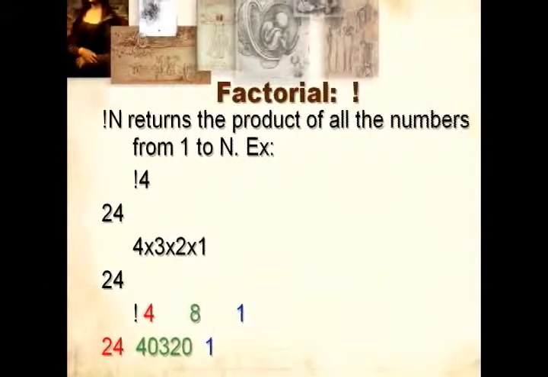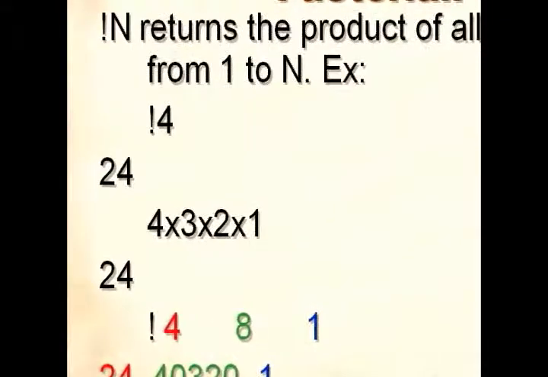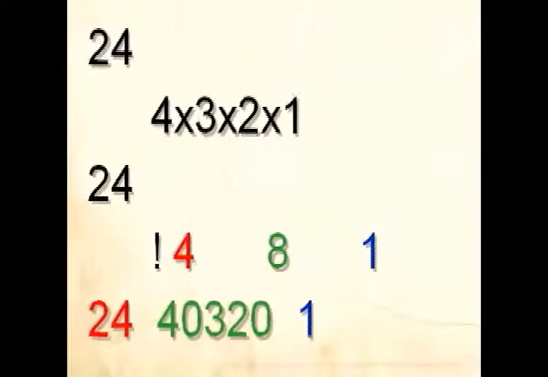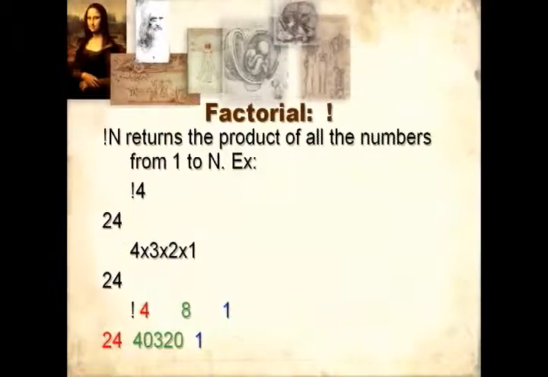Factorial returns the product of all the numbers from 1 to n. So if you say factorial of 4, this is the same thing as saying 4 times 3 times 2 times 1. Of course, if you supply it a series of numbers, it will apply to each one of them, as seen in the bottom example there.